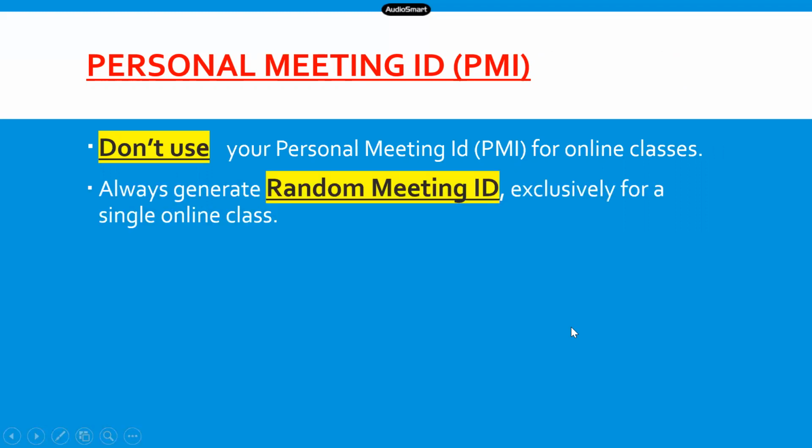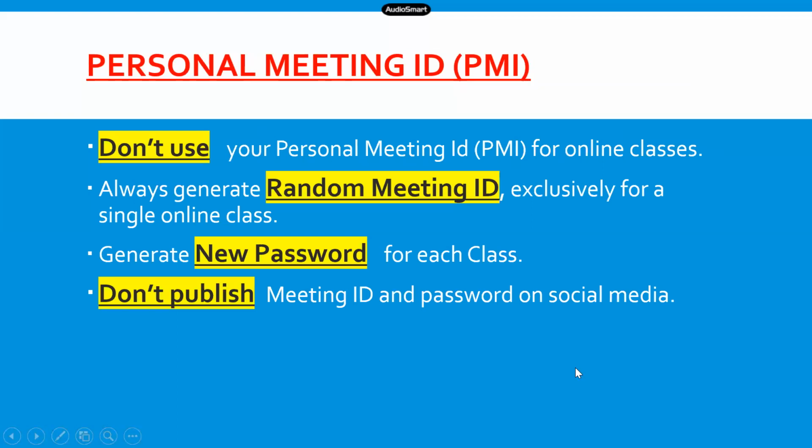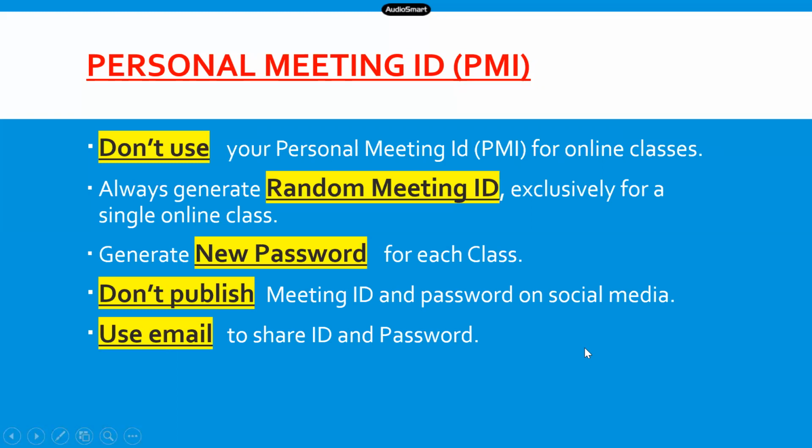Always generate random meeting ID exclusively for a single online class. Generate new password for each class. Don't publish meeting ID and password on social media. Use email to share ID and password. Avoid recurring class with single ID.